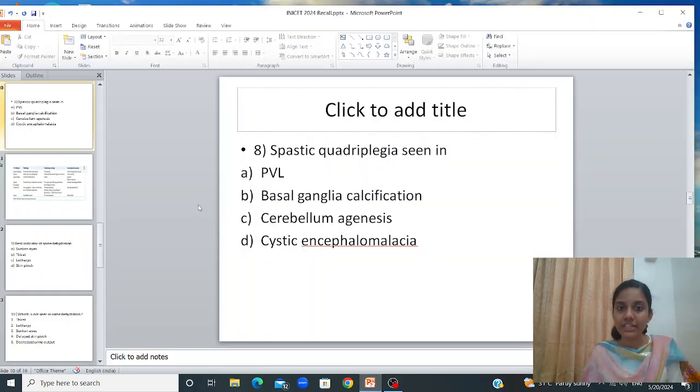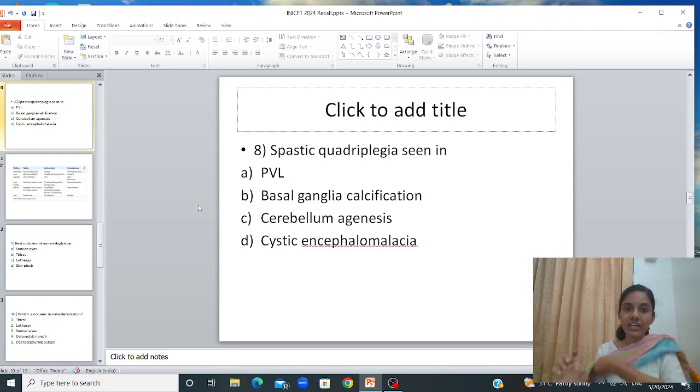Starting off with the next question: spastic quadriplegia is seen or associated with which of the conditions? Your options are: first one is PVL, periventricular leukomalacia. B is basal ganglia calcification. Third one is cerebellum agenesis, and fourth one is cystic encephalomalacia.